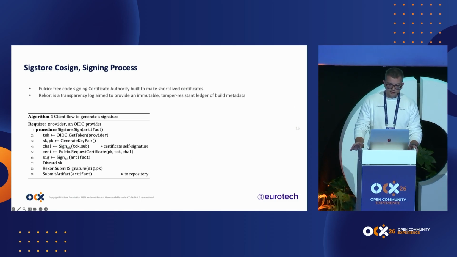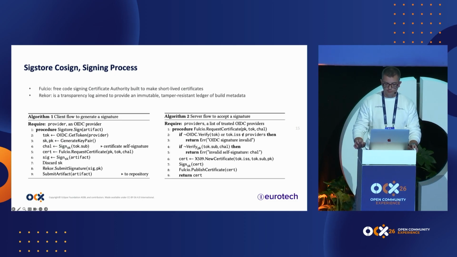For the Fulcio request, a challenge is attached, as you can see at line 4. This challenge is used server side to verify that the request arises from the claimed identity. The certificate returned on line 5 will contain the same subject and issuer fields as the OIDC token. And the client then signs the artifact at line 6 with the private key that he generated before. And then he discards the key and submits the signature to Rekor. And then he will simply push the artifact to the OCI registry.